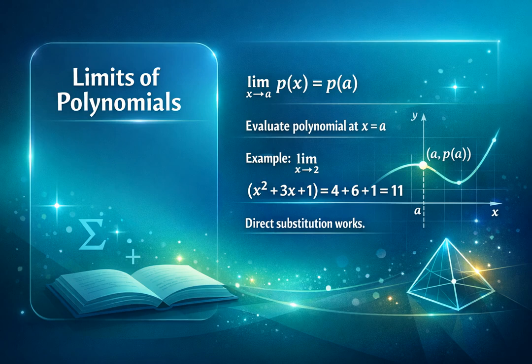For polynomials, finding limits is straightforward. Limit as x approaches a of p of x simply equals p of a. Just substitute x equals a into the polynomial. For example, limit as x approaches 2 of x squared plus 3x plus 1 equals 4 plus 6 plus 1, which equals 11. Direct substitution works perfectly.